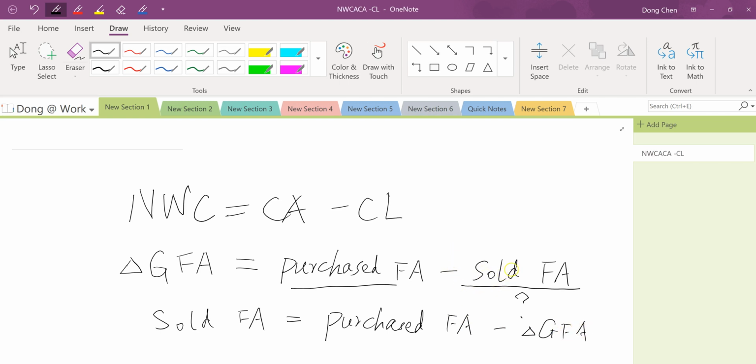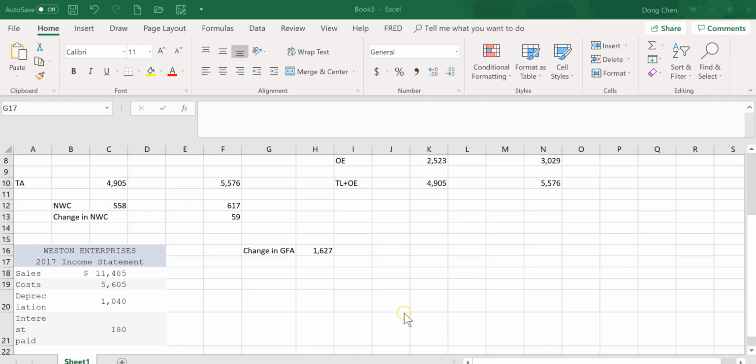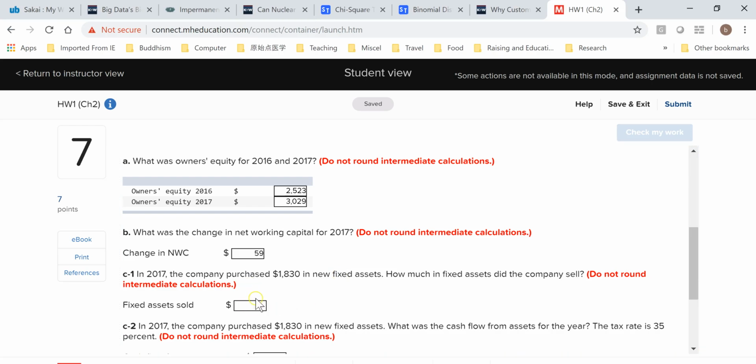If you just move this negative sold FA to the other side of this equation, you change sign, and then you move this change in gross fixed assets to the right hand side of this equation, and you also change sign, and then you become this expression. So the sold fixed assets is simply equal to the purchased, which is right here, 1830, minus this change. So that gives you this amount, 203.